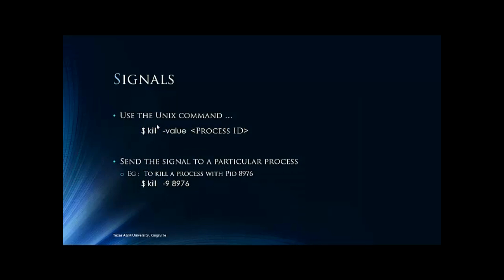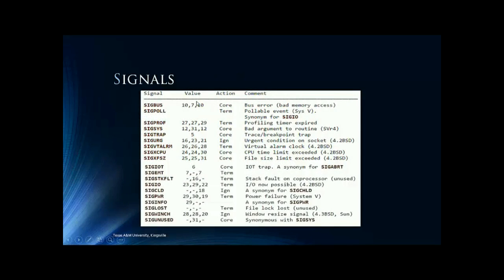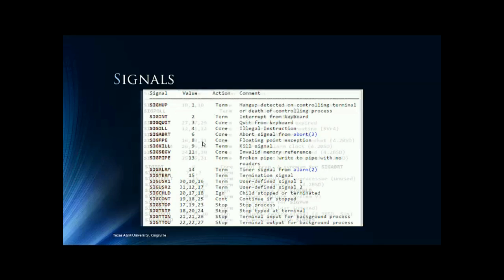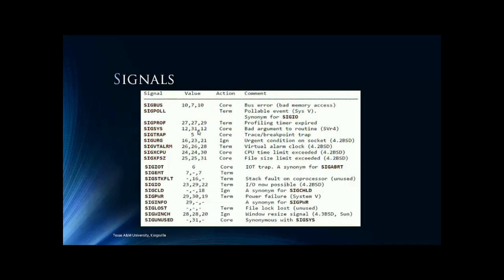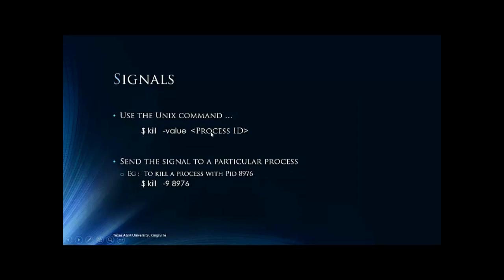Now let's see what command we use to send a signal. In Linux or Unix-like systems, we use kill with the signal value specified. You can see the values here: kill hyphen value and the process ID. Don't get confused by the name kill. This doesn't mean you should use it only to kill a process. Kill means to send a signal. They could have named it differently, but kill means to send a signal.